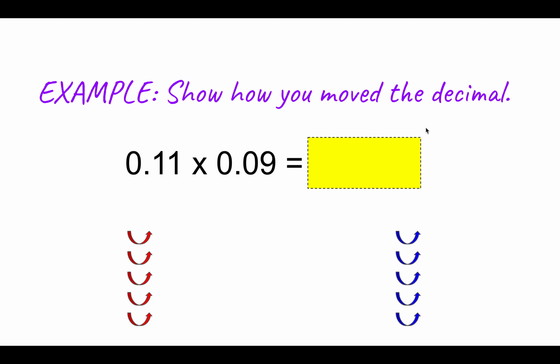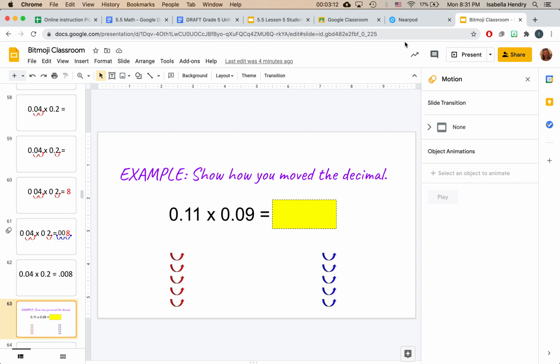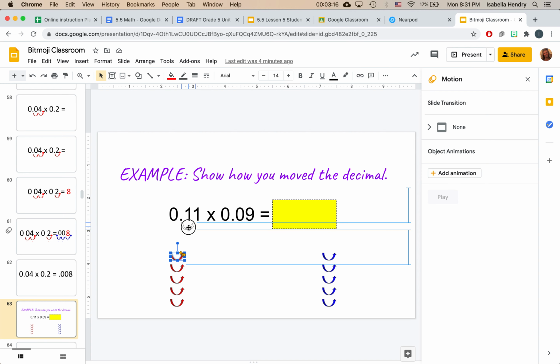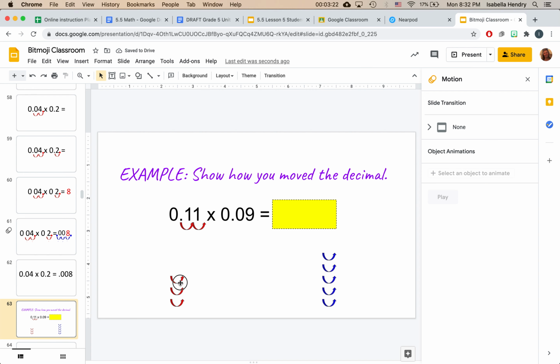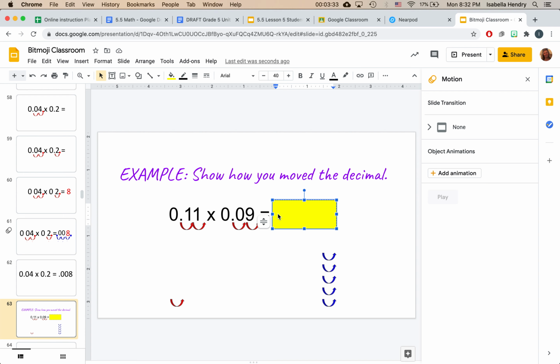So today in the homework, you're going to show how you move the decimal. So I'll show you a quick example. Let's say I'm doing 11 hundredths. So I have to move the decimal point 2 times to make it a whole number, times 9 hundredths. So again, I have to move that decimal point 2 times to make it a whole number. Now I know from my times tables that 9 times 11 is equal to 99.